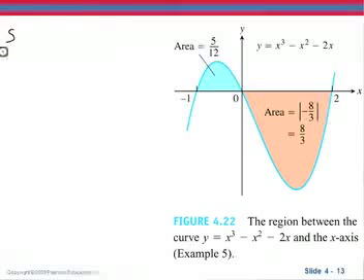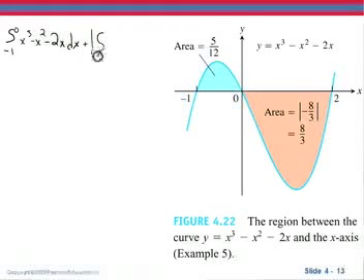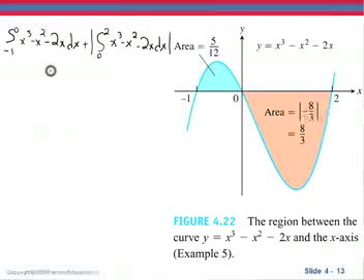Okay, so we're going to have the integral from negative 1 to 0 of x cubed minus x squared minus 2x dx, plus we're going to have to take the absolute value of the integral between 0 and 2 of x cubed minus x squared minus 2x dx. Now that's going to be in absolute values. Now we need to take the antiderivative. It's going to be the same either way.